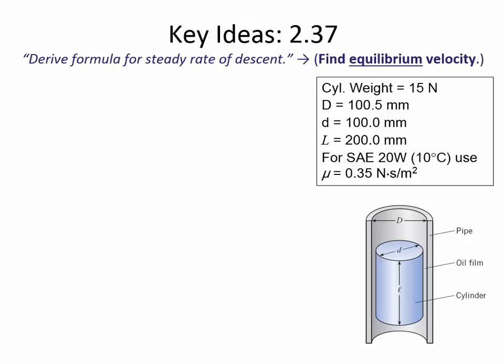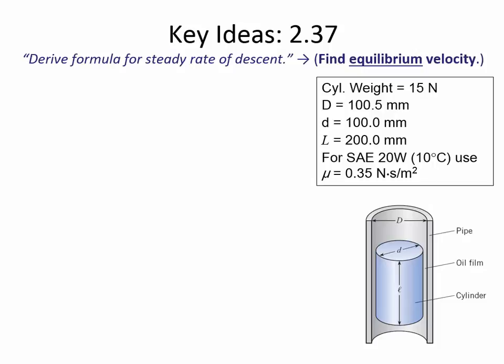different cylinder, a pipe. The problem statement says, derive a formula for steady rate of descent. What I really want you to find is the velocity when this is in equilibrium, meaning once it's reached its terminal velocity, when there's equilibrium between the weight, because the weight is acting down. What do we know about this cylinder? It has a weight of 15 newtons. So you can do a force diagram. The weight of the cylinder is downward, and the cylinder itself is moving downward. When it says rate of descent, that means the cylinder is moving downward. Descent gives you that clue.